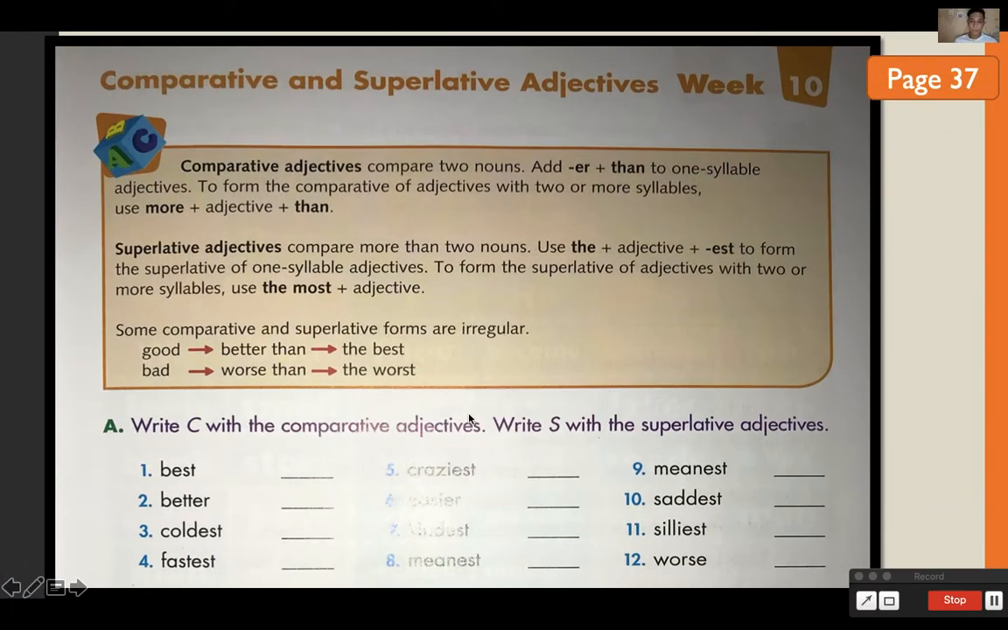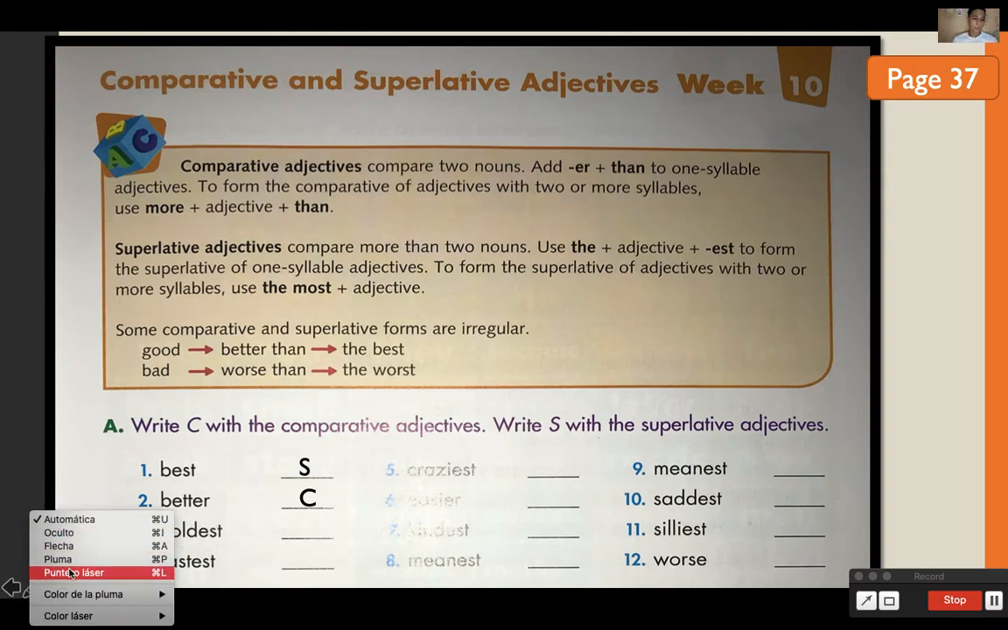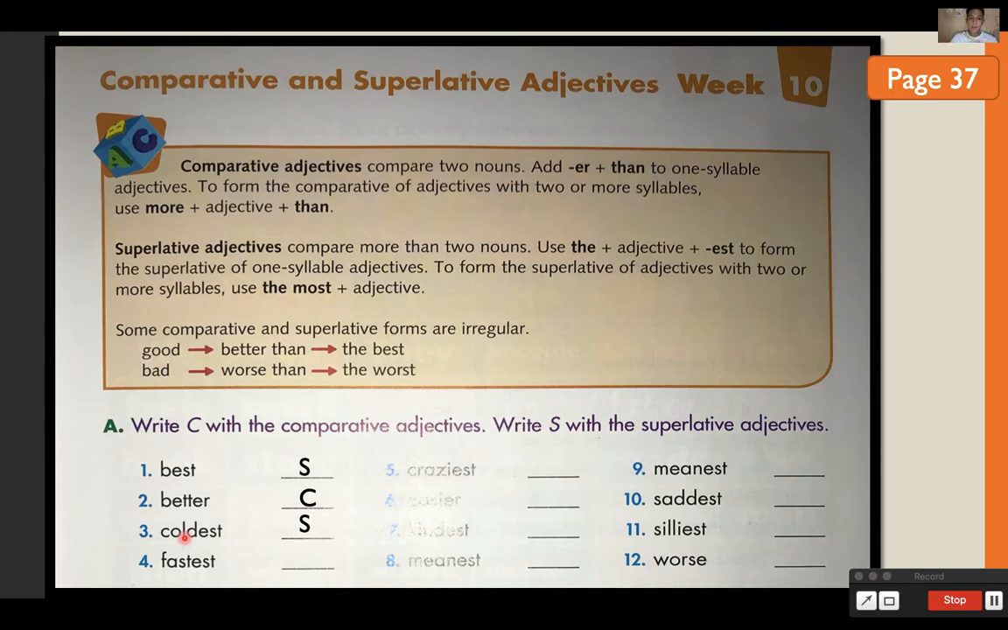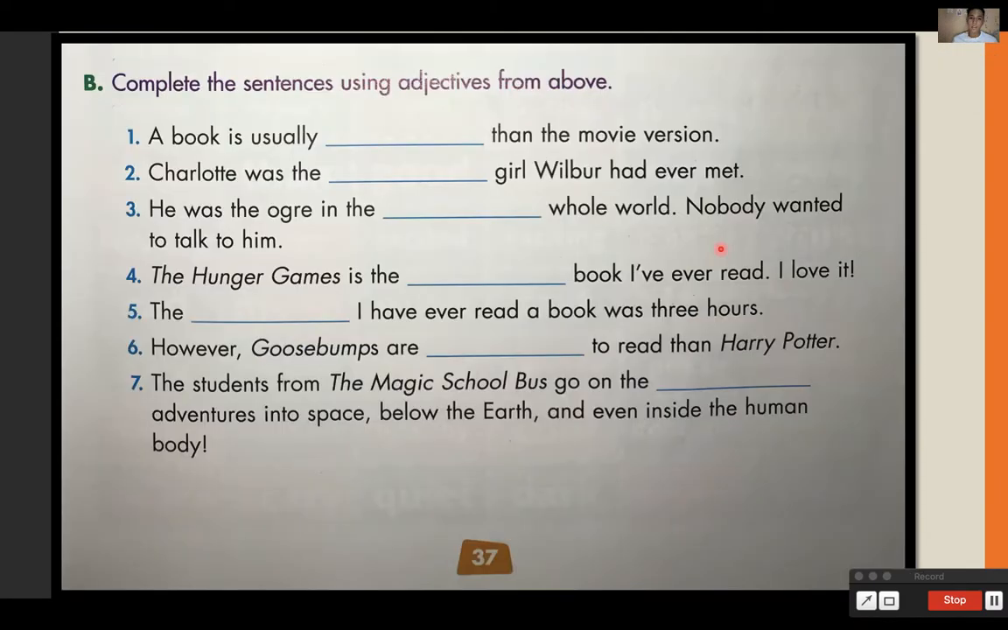Por ejemplo, write C with the comparative adjectives and write S with the superlative adjectives, okay? For example, best. If you see, begins with ST. This case is superlative, better. What do you think? It is comparative or superlative? Excellent, comparative. Coldest, what do you think? Coldest. Excellent, superlative. And fastest? Do you see EST? Superlative, EST. Excellent, superlative, right? So you have to do the same with the next ones.